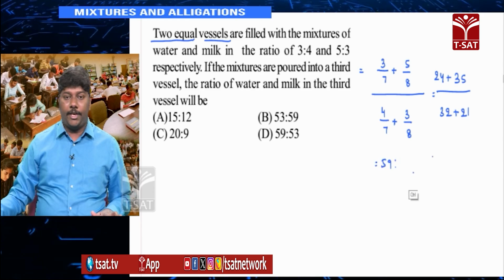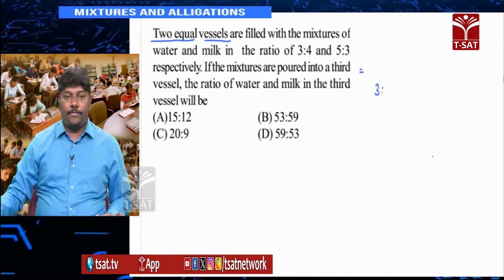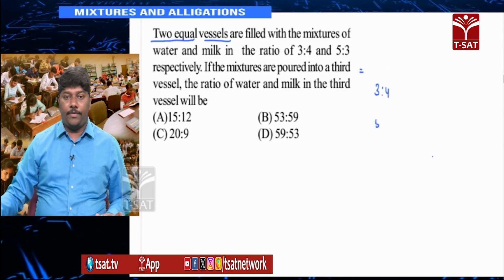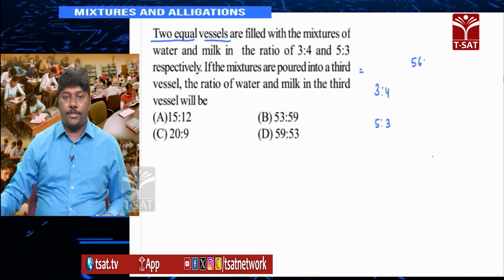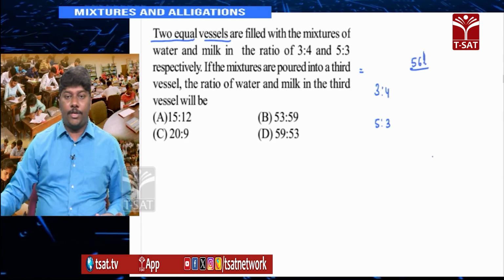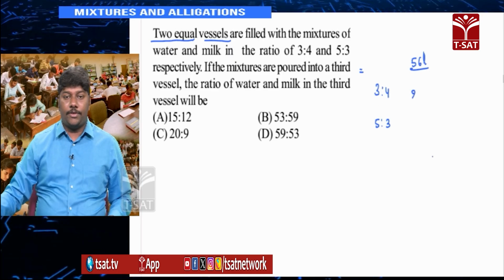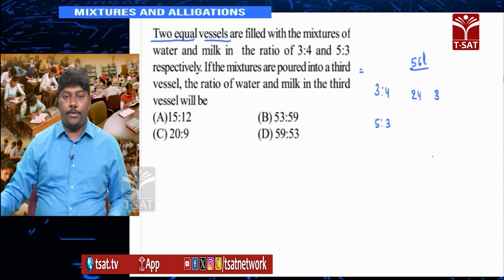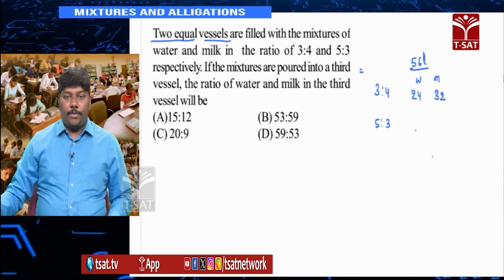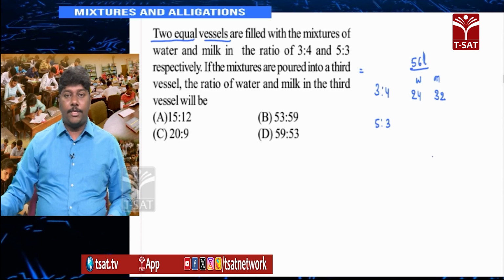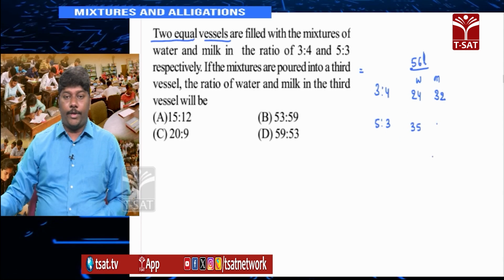The other way of doing it is by taking the values. Take a value which is multiple of these parts, 3:4, 5:3. 7 parts, 8 parts, take 56 liters. In this 56 liters, what is water and milk in the first one? 7 parts, so each part is 8. So 3 8s are 24, 4 8s are 32. This is water and this is milk in the first one. In the second one also, 8 parts is 56 means each part is 7. So 5 7s are 35, 3 7s are 21.